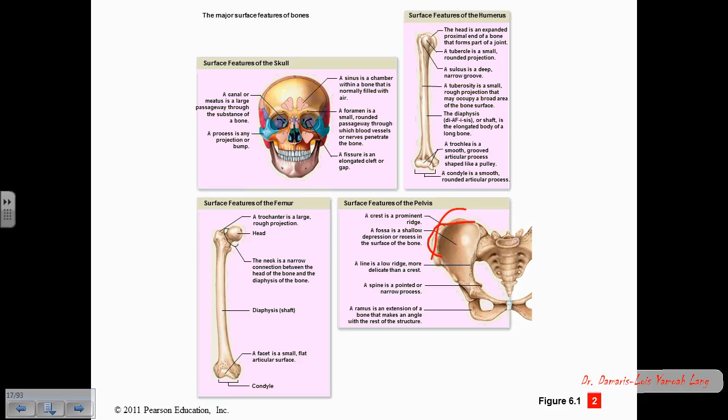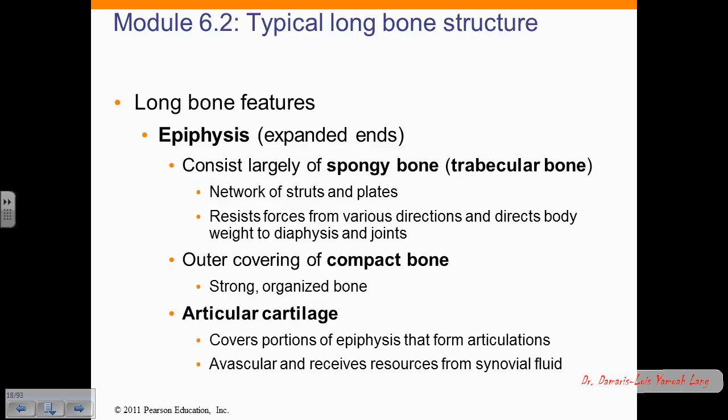So this is shown as a sinus. I mentioned sinuses. Canal or meatus is a large passageway. If the passageway is small, it's called foramen. So these are just different examples of the surface markings that we see on certain bones.